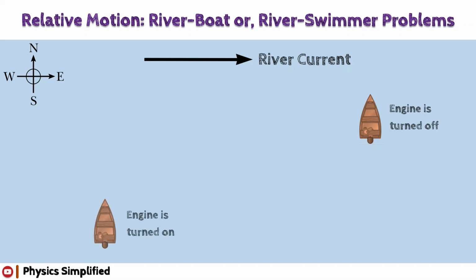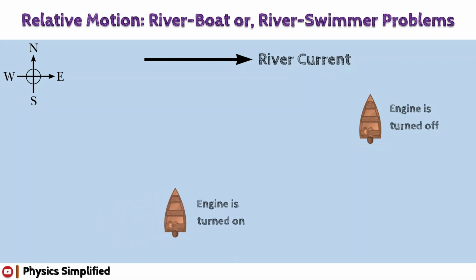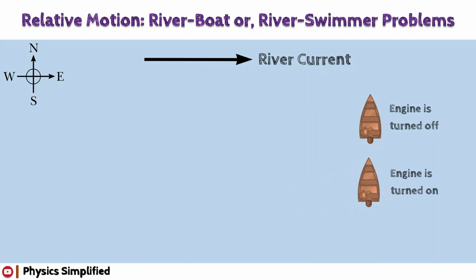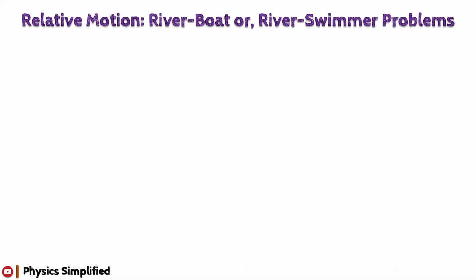In our second case, we consider the engine of the boat is turned on, and the boatman is trying to cross the river. We find that, the boatman along with the boat, is now moving across the river, in a diagonal fashion. This is because of the combined motion, produced by the river current, and the engine of the boat. We will now try to analyze the motion of a boatman in a flowing river. To analyze this type of motion, we come across some specific terms.